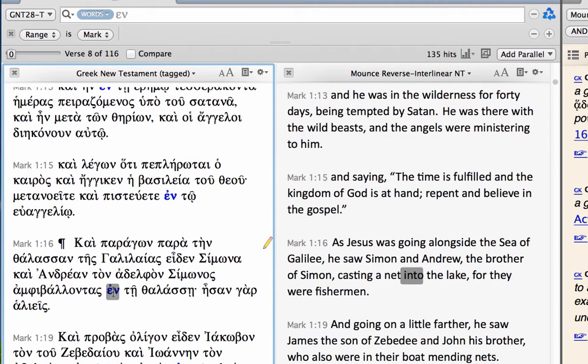Now, okay, here's a little one. We'll end with this one. Mark 1:16. Jesus was going alongside the Sea of Galilee. He saw Simon and Andrew, the brother of Simon, casting nets in the sea. Well, in English, we don't say you cast in the sea. We say you cast them into the lake, into the sea. So again, a little flexibility, but thalasse is the object of the preposition and it's in the dative. You're getting the idea by now, right?